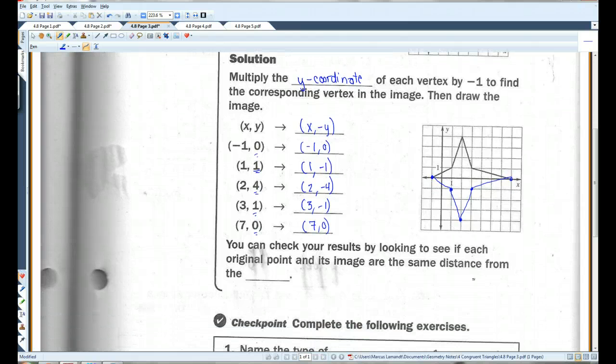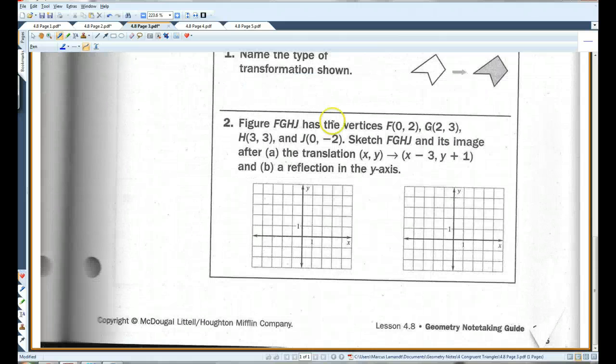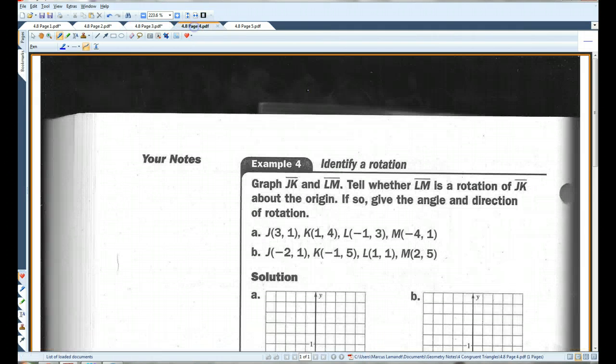You can check your results by looking to see if each original point and its image are the same distance from the x-axis. One very common mistake, sometimes if you accidentally miscount and you draw your point here, you'll end up with a short arm. But at the end of it, you can look and go, oh, that doesn't really look right, and fix whatever didn't work. Okay? Alright, I'll let you guys do the checkpoint. Let's go on to page 4.